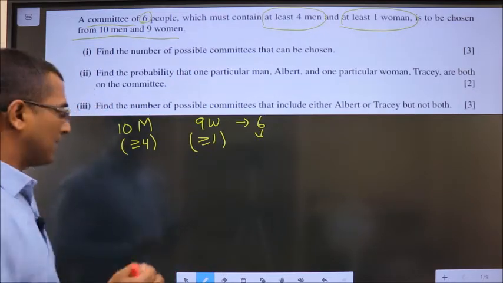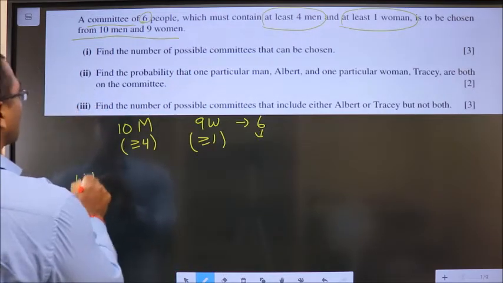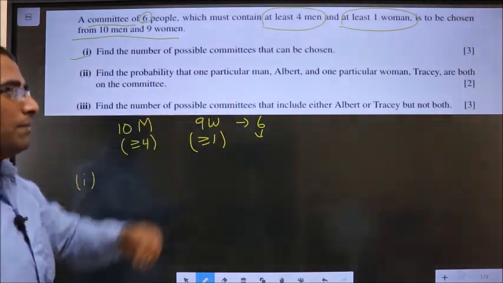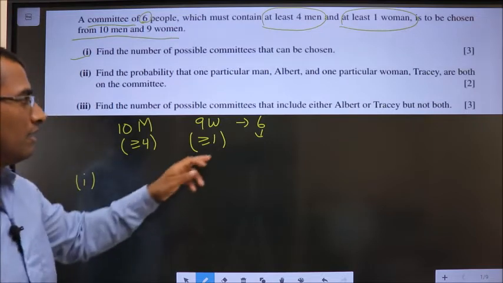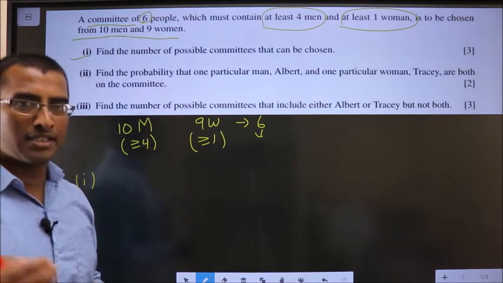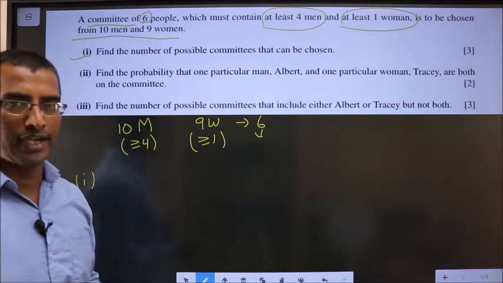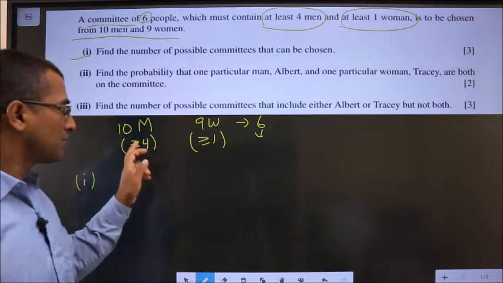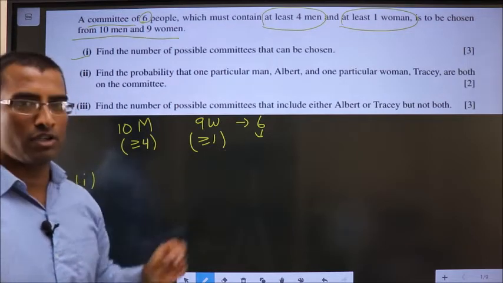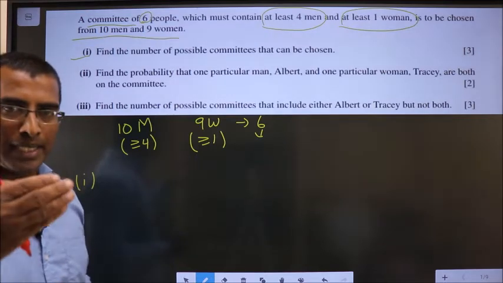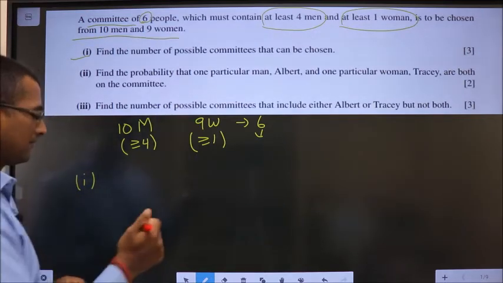Now the first bit. Find the number of possible committees that can be chosen. My selection of 6 satisfying this condition. How many such committees can be chosen? You need to find out. I get multiple options satisfying the condition and the count of 6. To show all such options, I will make a table in this way.